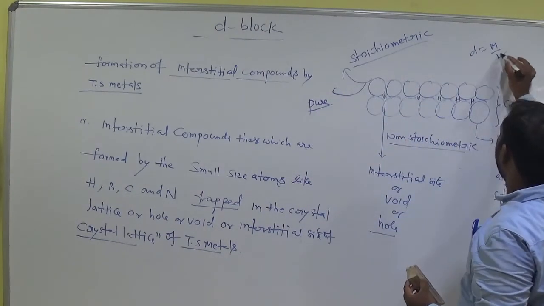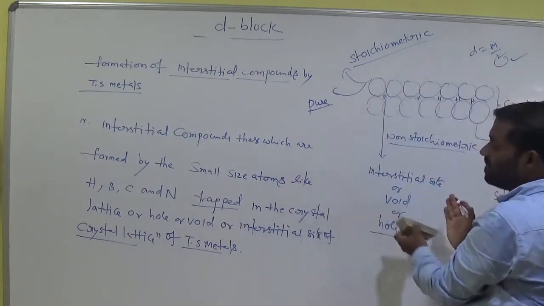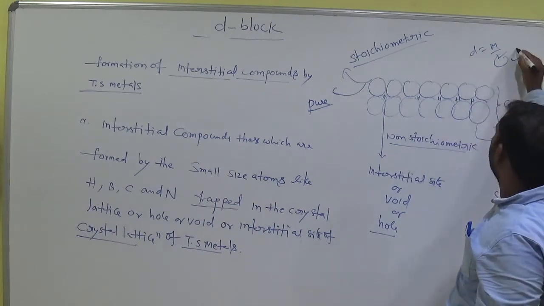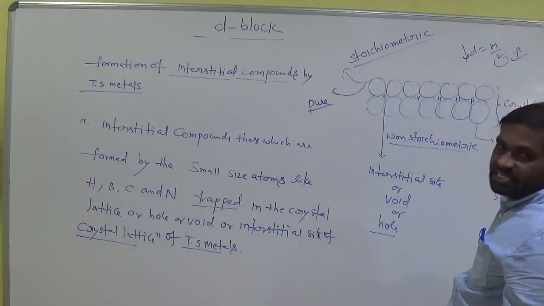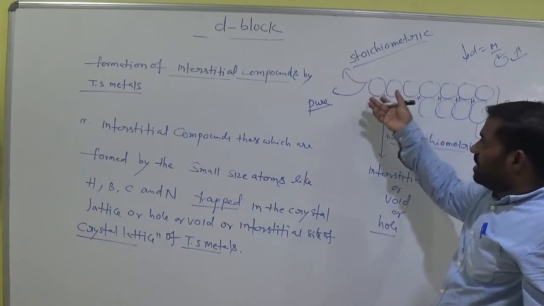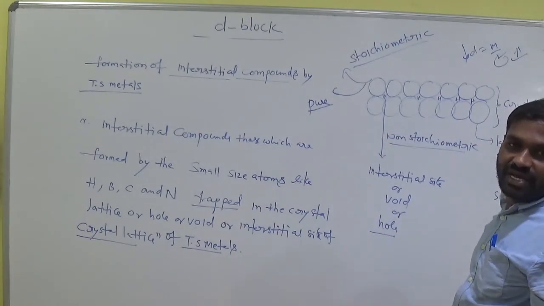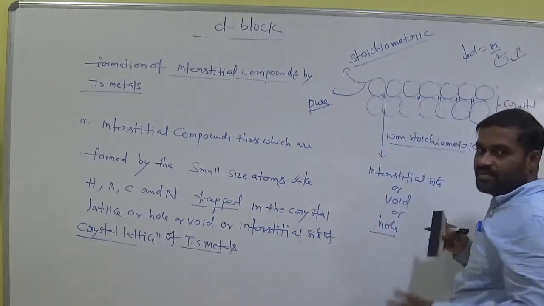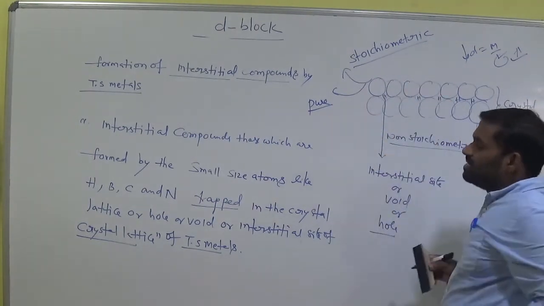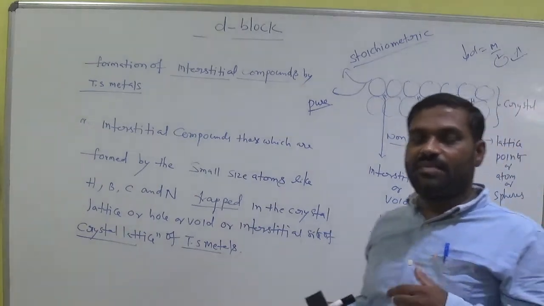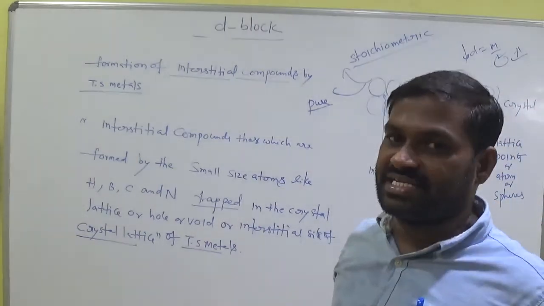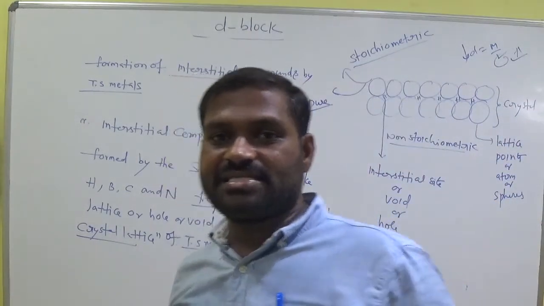More expand means volume is high here. More volume it can occupy. When volume increases, density decreases. So in interstitial compounds, what happened? Its density is very less, due to the expansion of the lattice. Remember this. And by adding hydrogen or carbon and nitrogen, their conductivity increases. Conductivity increases. Okay, remember this.